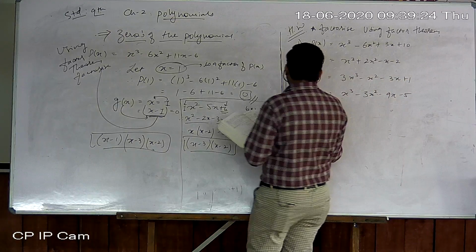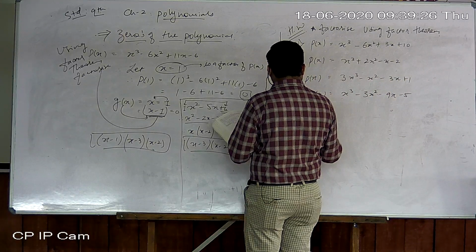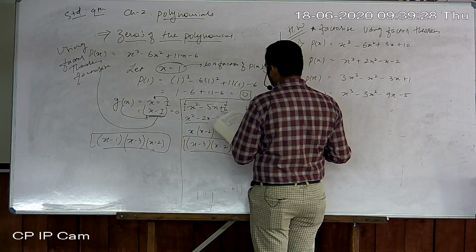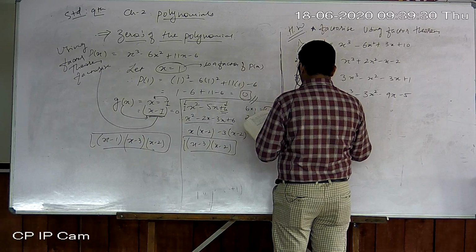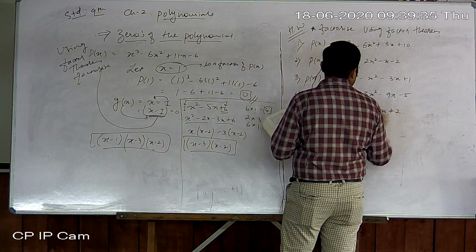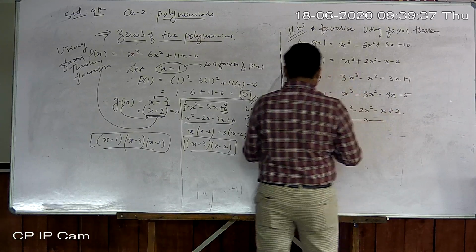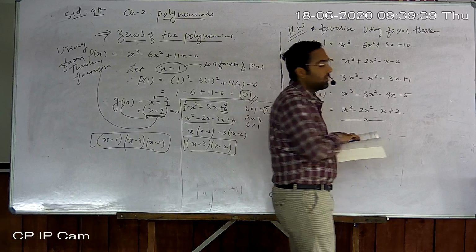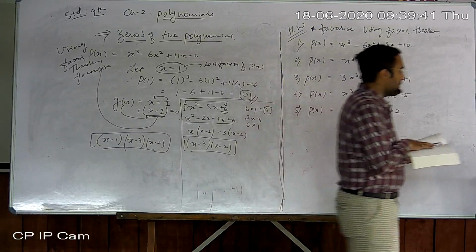And fifth one, p of x is equal to x cube minus 2x square minus x plus 2. Okay students, please write fast.